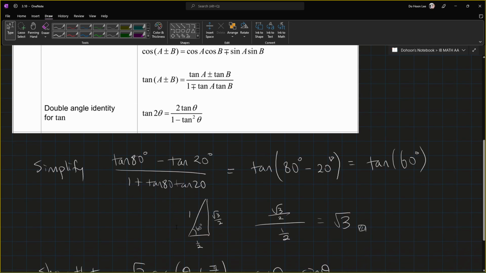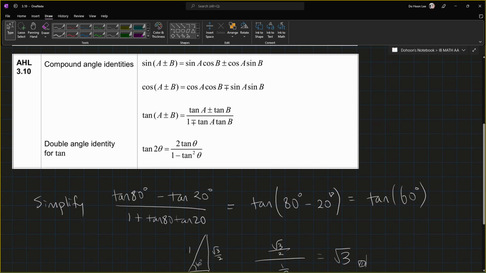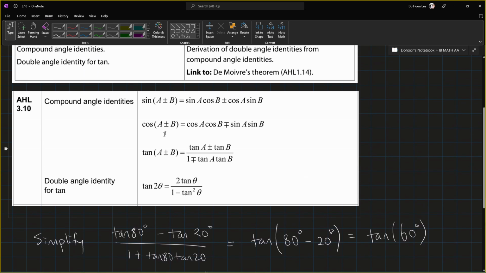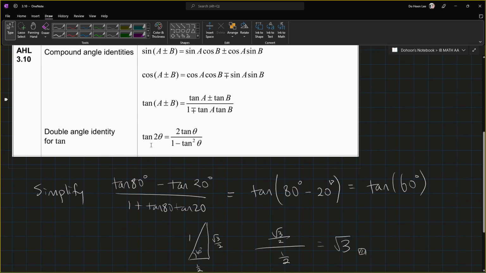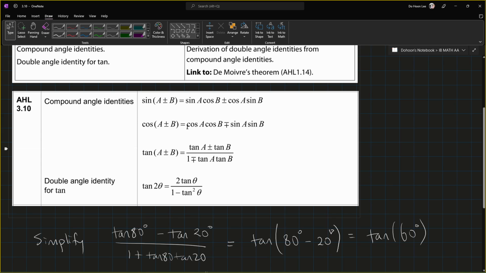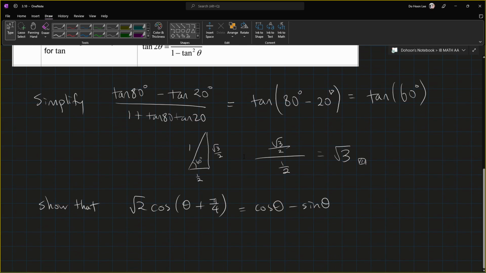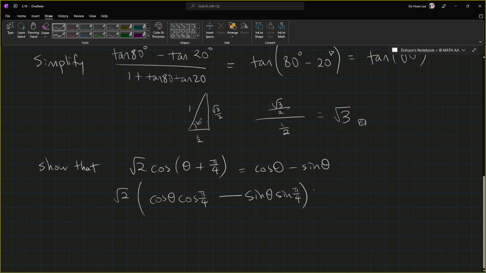On the left-hand side, I saw that there was a compound angle, so perhaps I can use the compound angle identity for cosine. The cosine of (a plus b) is the same as cos a cos b minus sine a sine b. So let's do that. I'm going to leave out square root of 2 on the outside. And then I'll say cosine a cosine b. So cos theta cos pi over 4 minus sine theta sine pi over 4 is equal to cos theta minus sine theta.